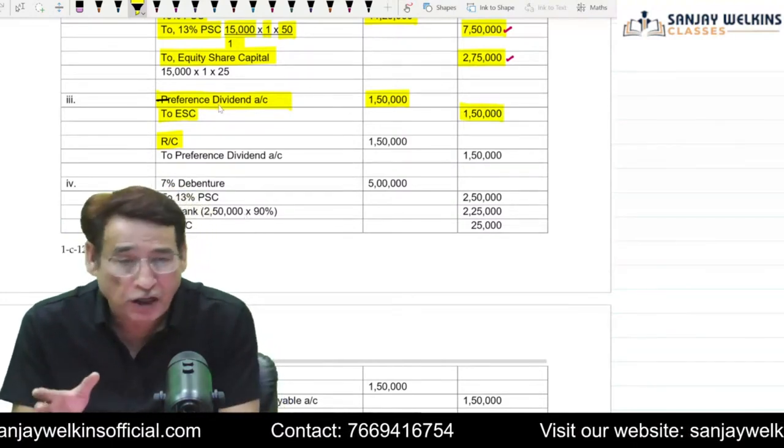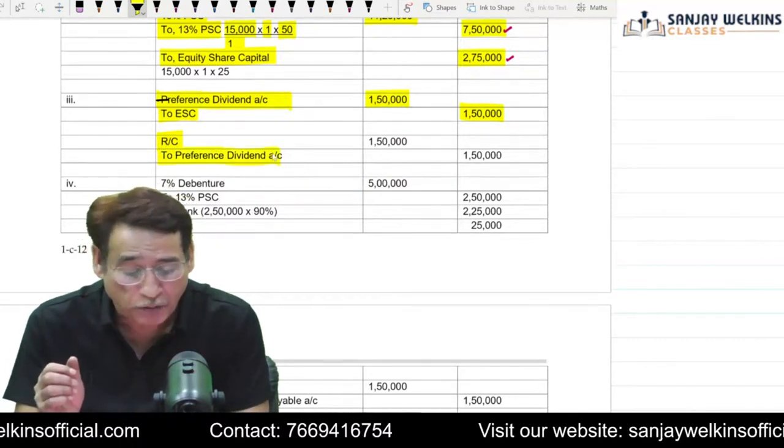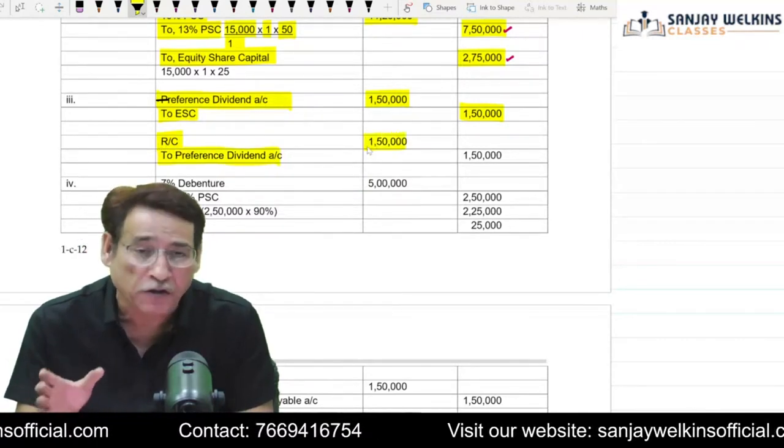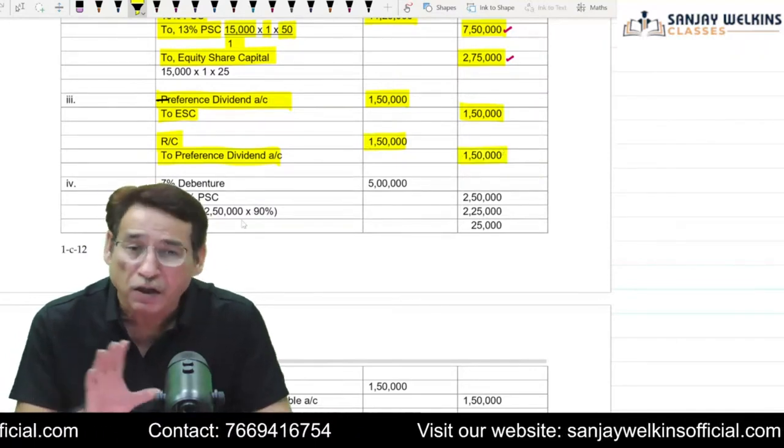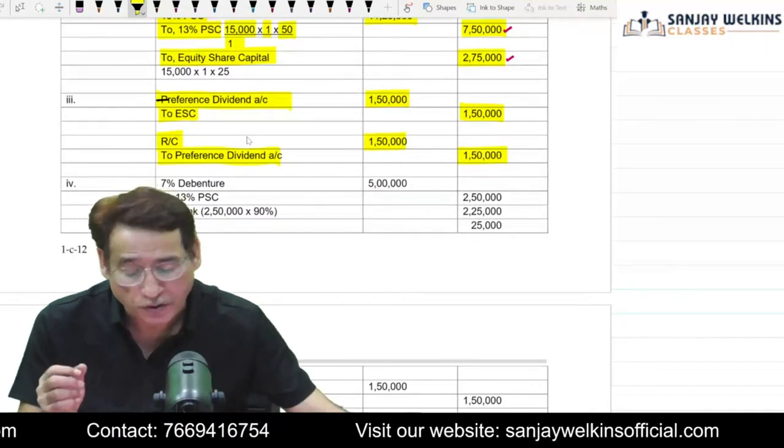But the preference dividend which you have paid will be considered a sort of loss, and that's the reason the reconstruction account needs to be debited. So that is why you are going to pass the entry reconstruction account debit to preference dividend. Correct? Although you can pass one single entry, it is completely your choice.